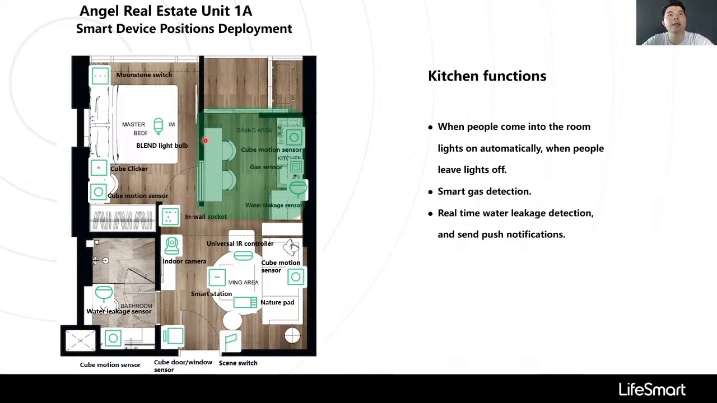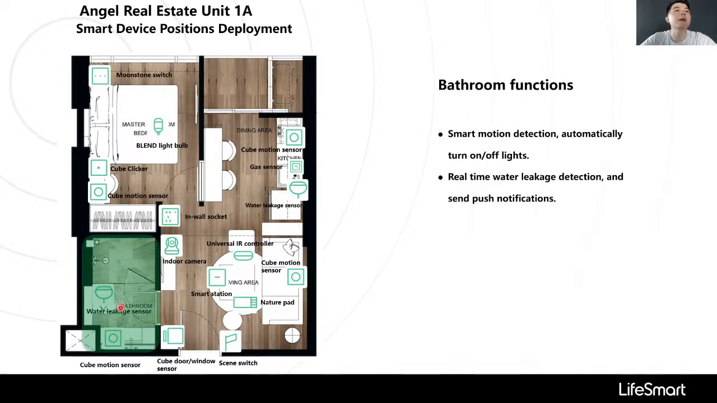And then here is the kitchen. When people come into the room, lights on automatically. When people leave, the lights off. And smart gas detection and real-time water leakage detection. And then here is the bathroom. Smart motion detection automatically turn on or turn off lights, and the real-time water leakage detection and send push notifications.